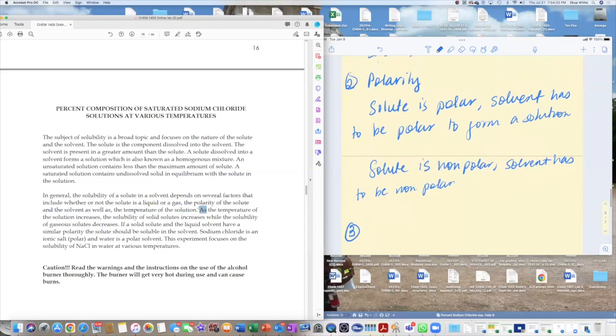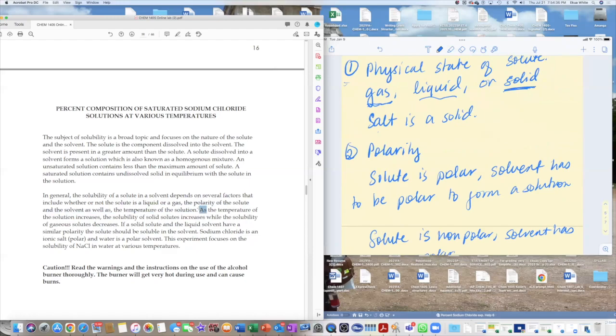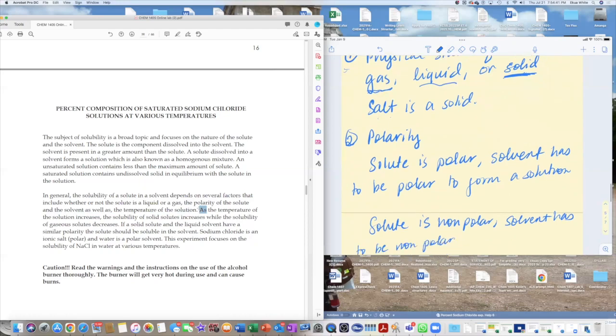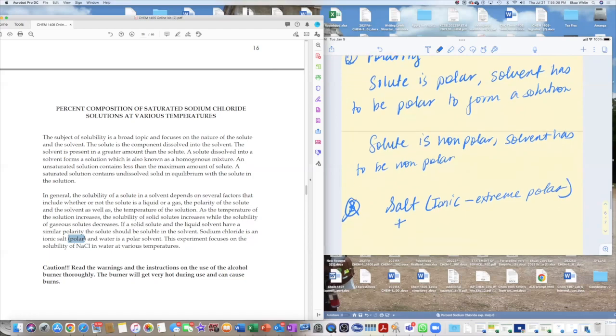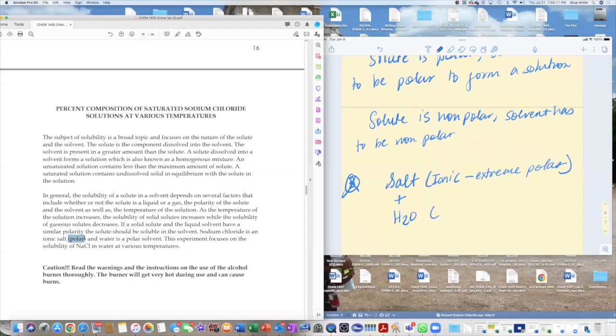So before I get to number three, I want to talk about the liquid. So we're going to be looking at a solid in liquid solution. In our case, well, we're talking about polarity. In our case, salt is ionic, right? It's not really polar, but ionic is also known as extreme polar. So we're told here sodium chloride is an ionic salt, which is polar. It's an extreme polar, right? So ionic, we'll call this extreme polar. So our ionic solid can dissolve in water. Water is just regular polar.